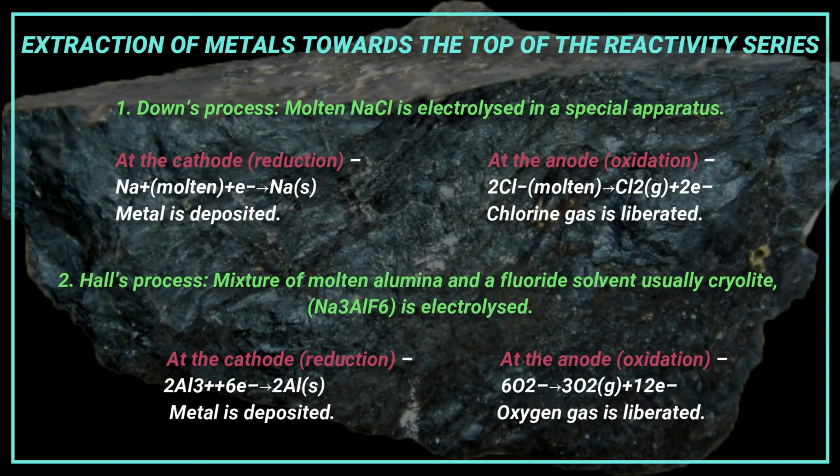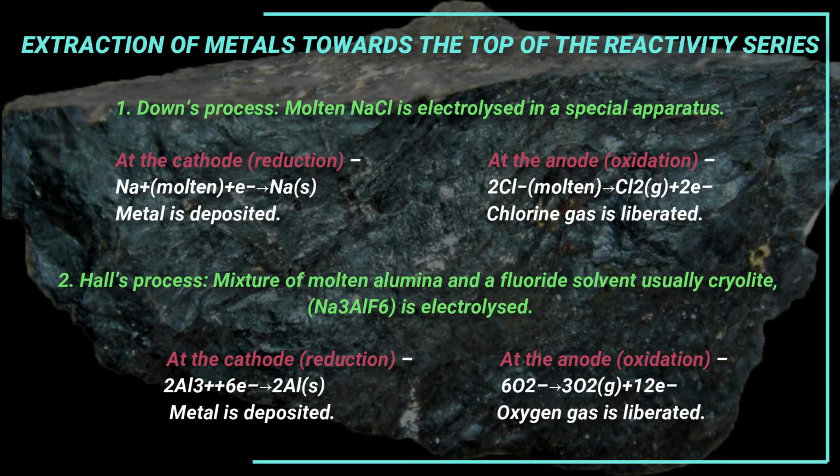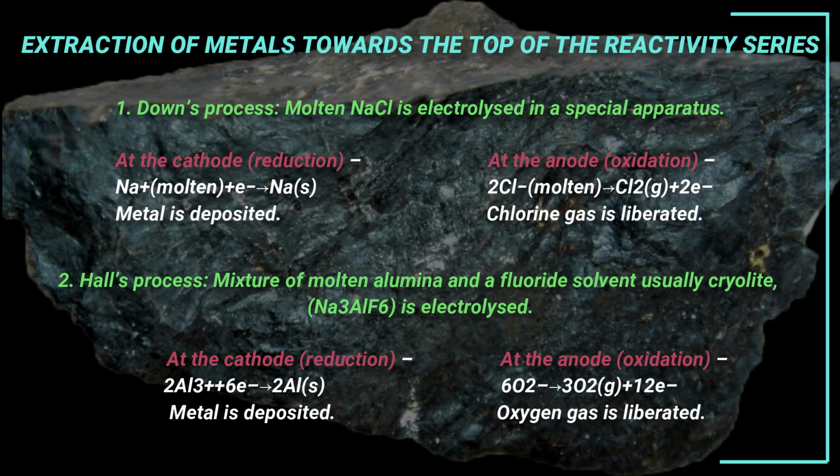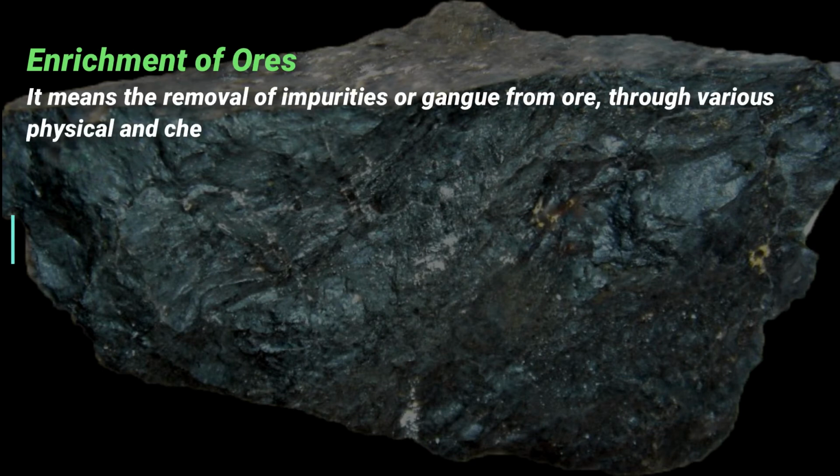2. Hall's process. A mixture of molten alumina and a fluoride solvent, usually cryolite, Na₃AlF₆, is electrolyzed. At the cathode, reduction: 2Al³⁺ + 6e⁻ gives 2Al. Metal is deposited. At the anode, oxidation: 6O²⁻ gives 3O₂ + 12e⁻. Oxygen gas is liberated.